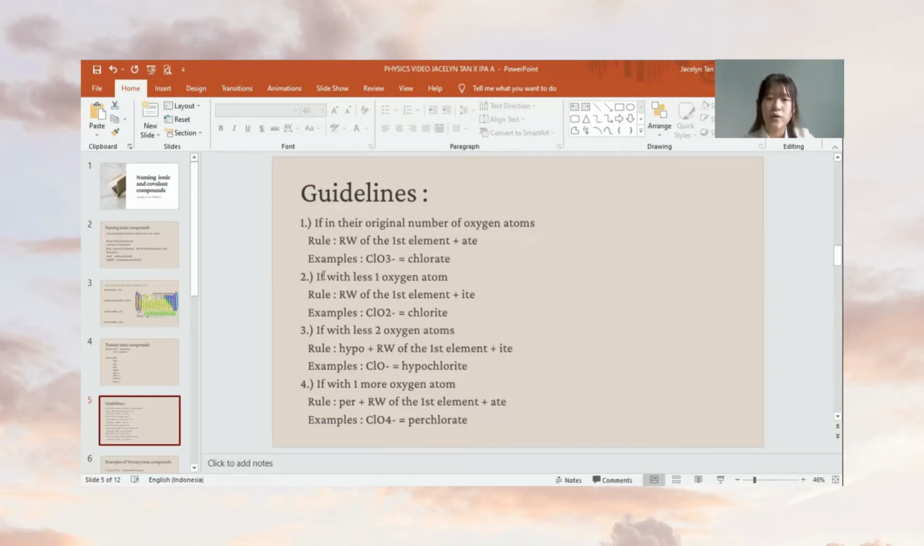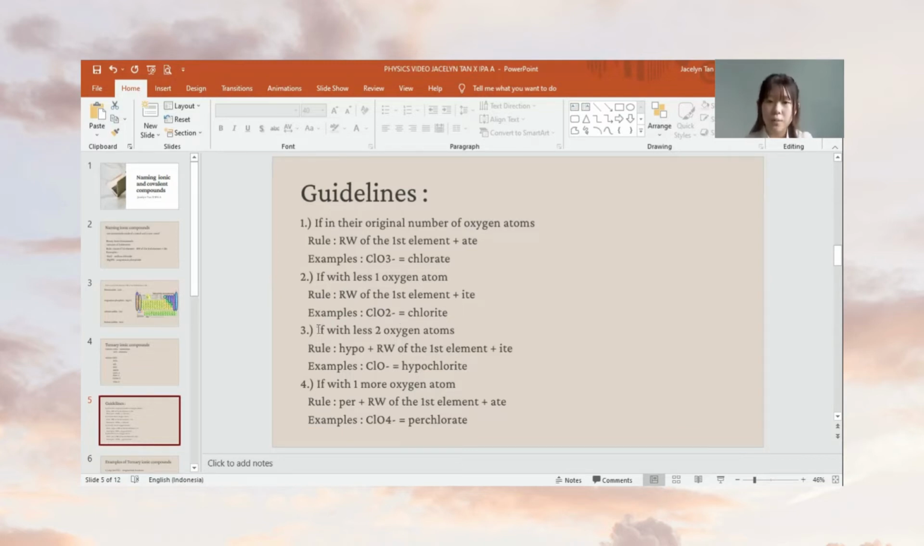Number 2, if with less one oxygen atom, the rule is root word of the first element plus ITE. Examples, ClO2 minus. The original number of oxygen atoms is 3. So now we have 2. So it is less one oxygen atom. So we use the rule root word of the first element Cl, which is chlor, plus ITE. So ClO2 minus is chlorite.